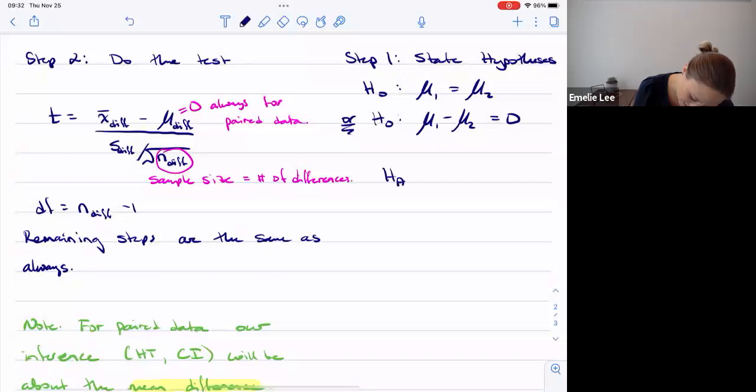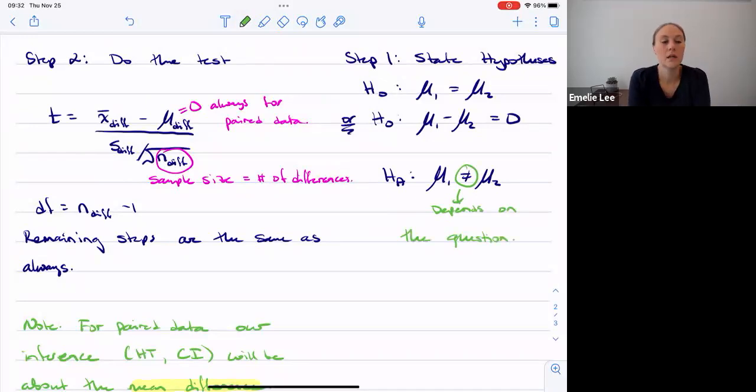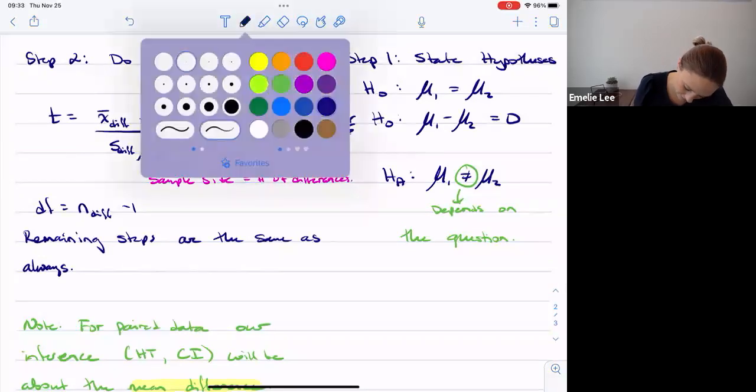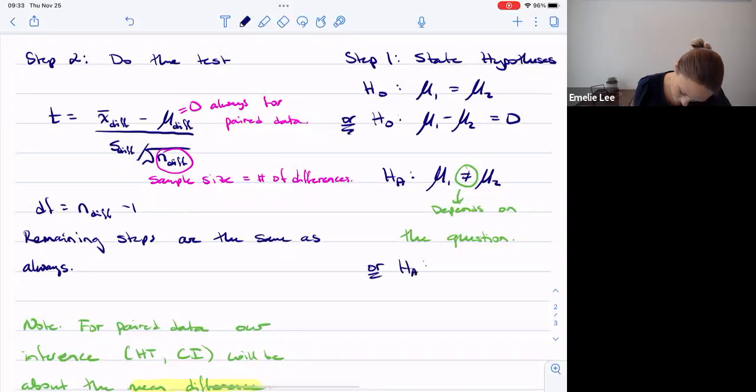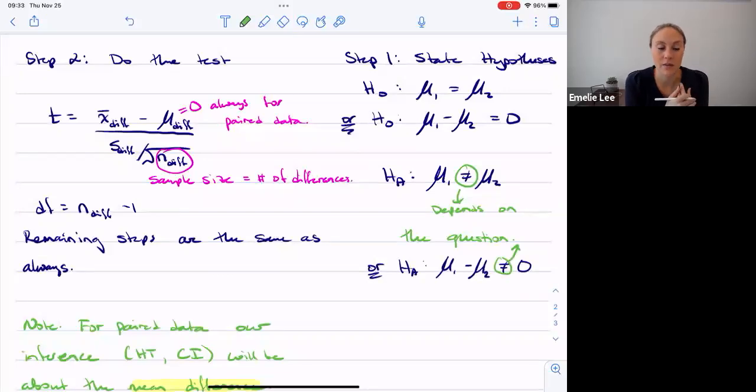And the alternative hypothesis is that mu1 is not equal to mu2, but this depends on the question. Of course you could have mu1 minus mu2 is not equal to 0, or is less than 0, or is greater than 0. But again, that would all depend on the question. Or HA mu1 minus mu2 is not equal to 0. And I'll circle that and say that that depends on the question as well.